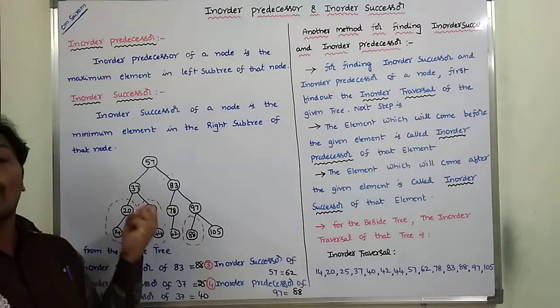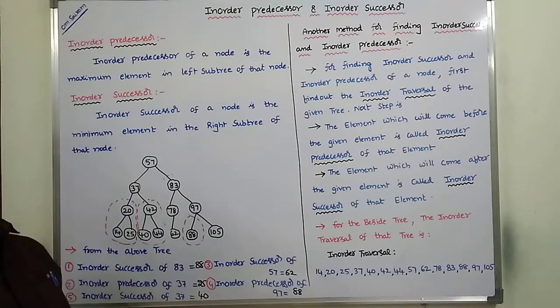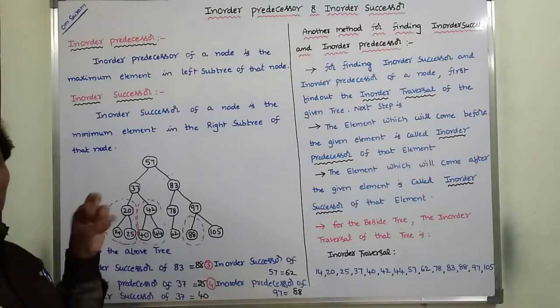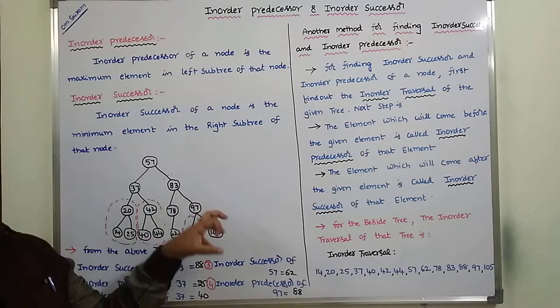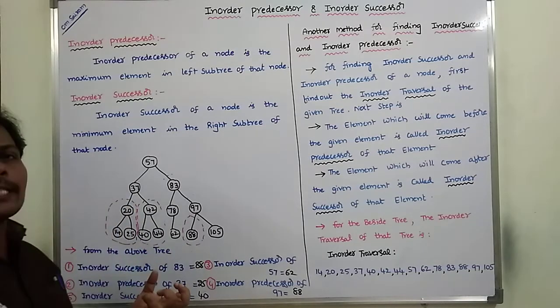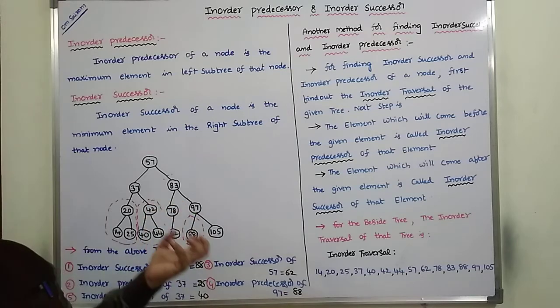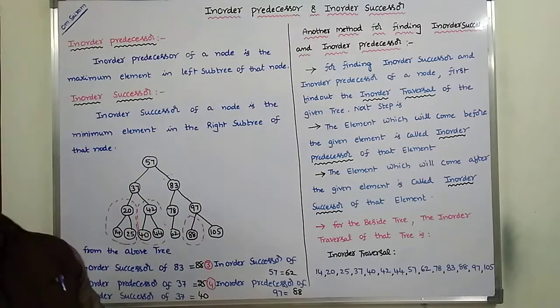Okay, so in this way, we have to find out the inorder predecessor and inorder successor. For finding out the inorder predecessor of a node, we have to consider the left subtree of that node. In that left subtree, we have to find out the maximum element. That maximum element can be considered as the inorder predecessor of that node. Okay, next one, inorder successor.